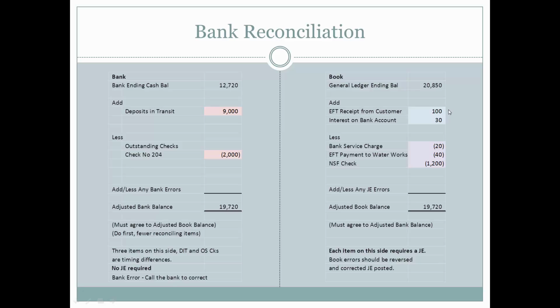Now, each item on this side of the reconciliation requires a journal entry. We have to record the fact that for this customer we've received the money. We have to record the fact that we've received interest, subtracting out any expenses: the bank service charges, any expenses that we paid through electronic funds transfer, utilities expense, and any NSF check. We must update our accounts receivable records for that. So each item on this side requires a journal entry, and if there ever are any book errors, I advocate that the book error should be reversed and a corrected journal entry posted. It's just much cleaner and easier to explain to someone why there was an adjusting journal entry correcting an error.